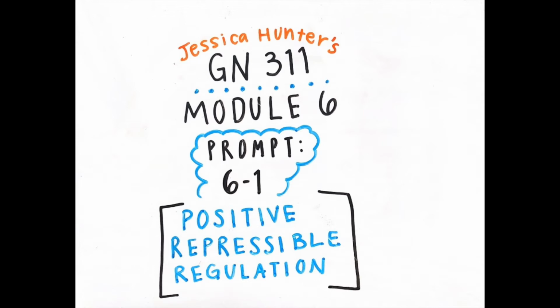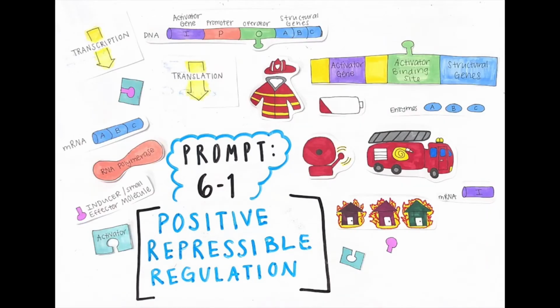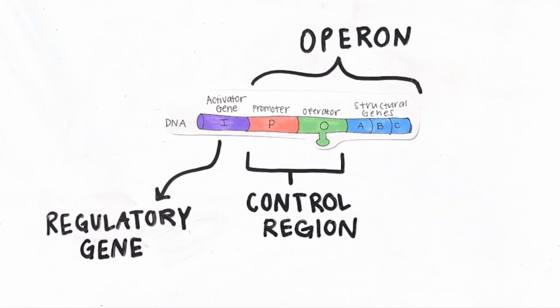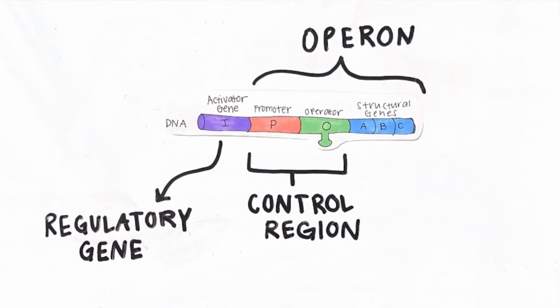Today, I'm going to be discussing positive repressible regulation in prokaryotes. Prokaryotes regulate their genes through transcription, which occurs at a segment of DNA called the operon. The promoter region is where RNA polymerase binds to start transcription.